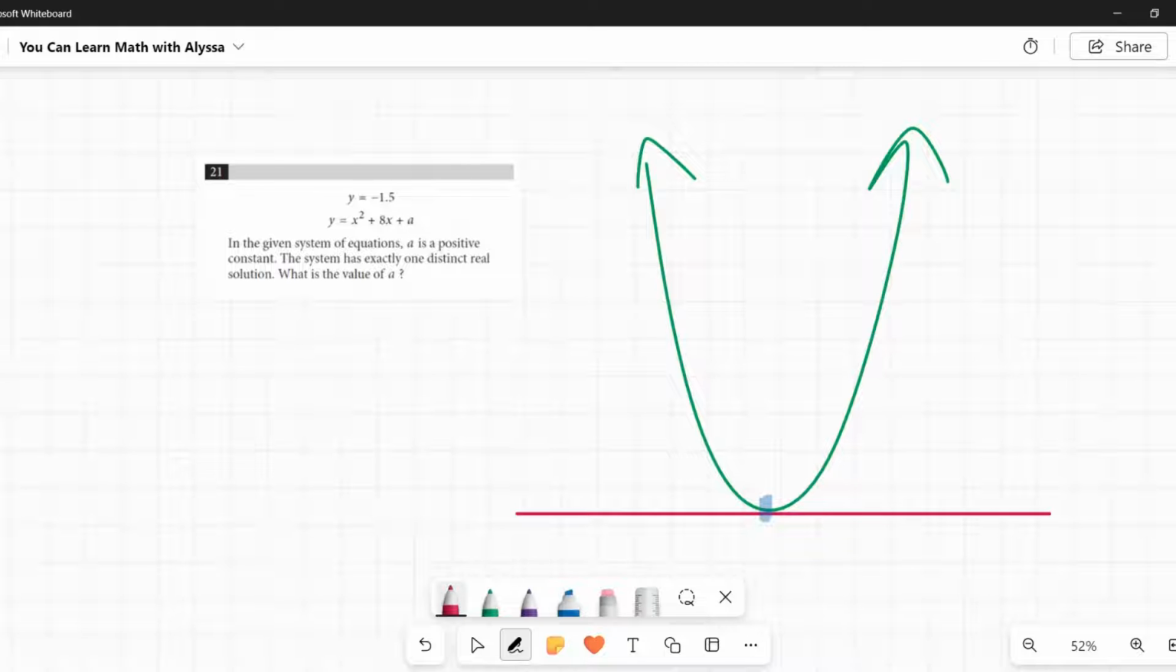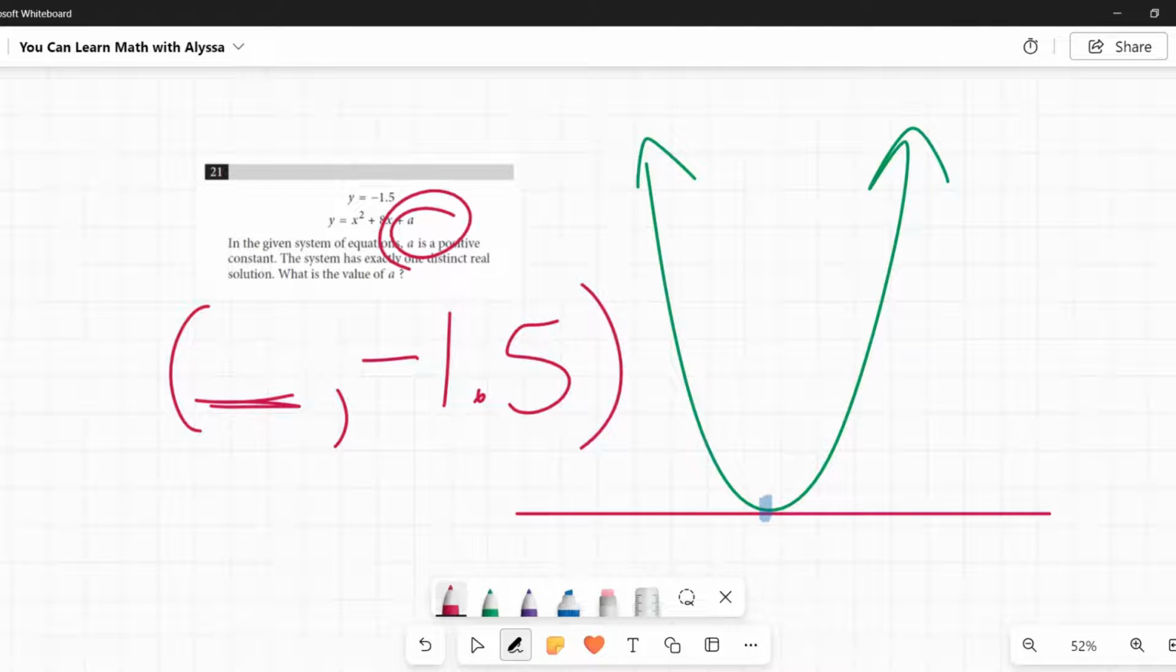That's part of it, because they're asking for a, right? They're asking for this and this, and they say there's one point where they cross. What is a? So what they're saying is we need to find a number that goes here so that the vertex of this parabola has a y coordinate of negative 1.5. Whatever this vertex is, we don't know what the x is going to be, but it needs to have negative 1.5, and we need to find the number that will go in there to make that true.